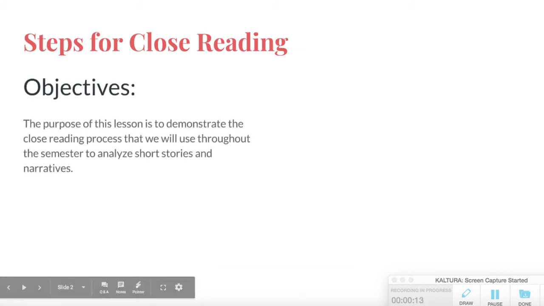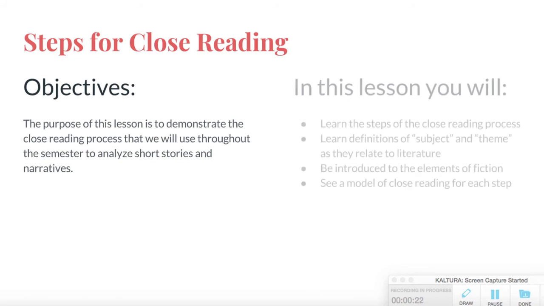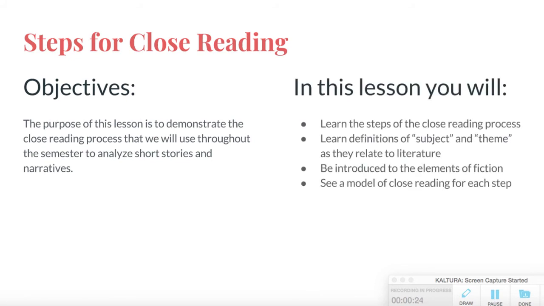The purpose of this lesson is to demonstrate the close reading process that we will use throughout the semester to analyze short stories and narratives. In this lesson, you will learn the steps of the close reading process, learn definitions of subject and theme as they relate to literature, be introduced to the elements of fiction, and see a model of close reading for each step.